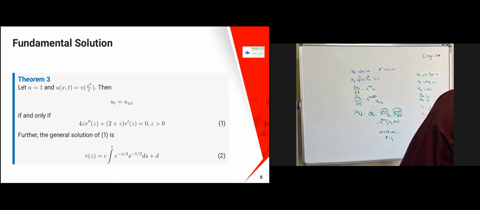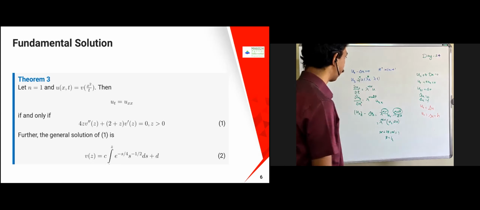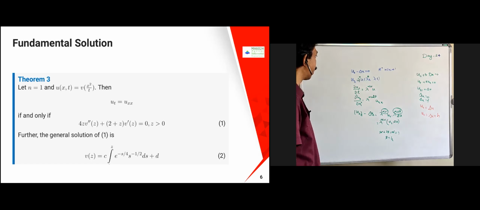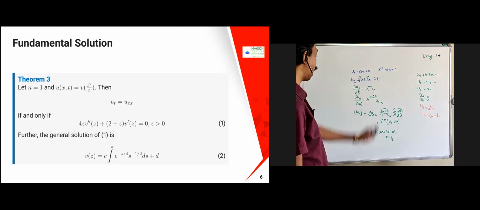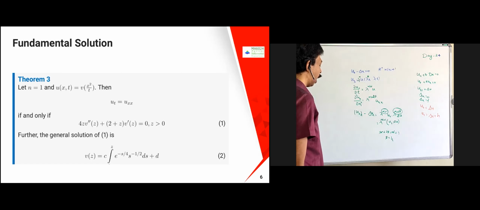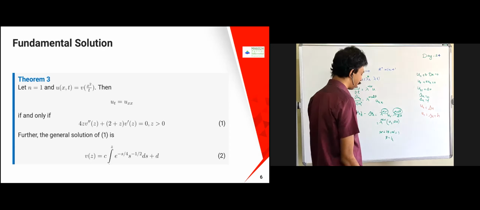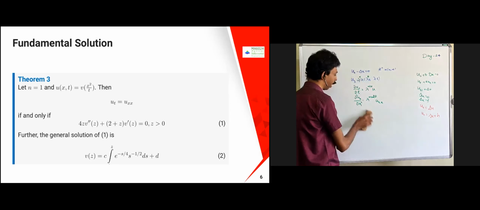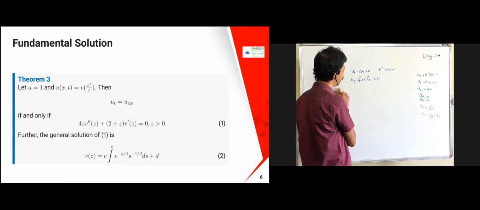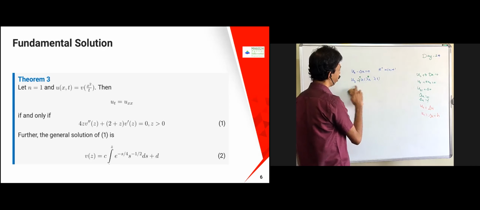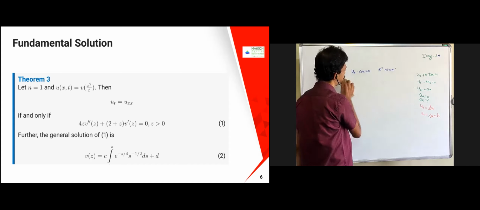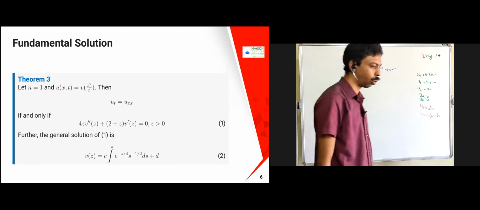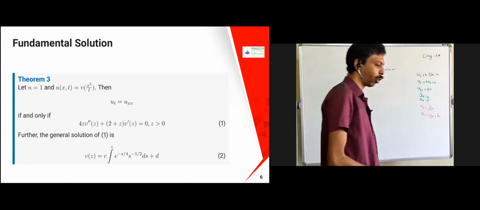Now let us derive the fundamental solution for the case n equal to 1, not R power n. I'm going to derive it for n equal to 1, and from this we'll get the construction of the fundamental solution, and then we'll generalize it to n dimensions using this function u_lambda. I'll use lambda for alpha and lambda for beta, and then define it. We are going to solve this one.